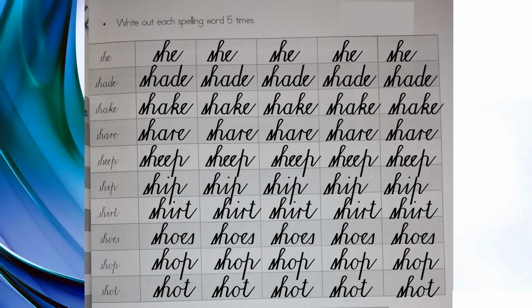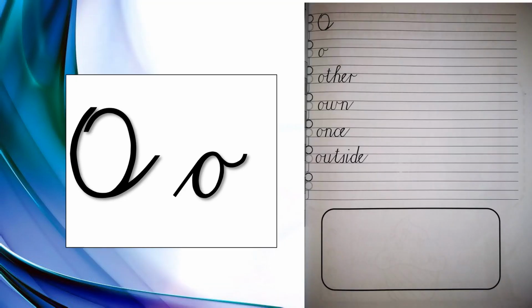Now, before we start with our work, pause the video and go rewrite all your spelling words 5 times in cursive. Remember to shape your sh sound correctly. Now today we're going to practice cursive with the capital and lowercase letter O. Look very carefully how we shape it.